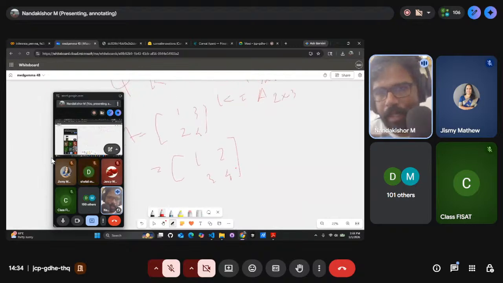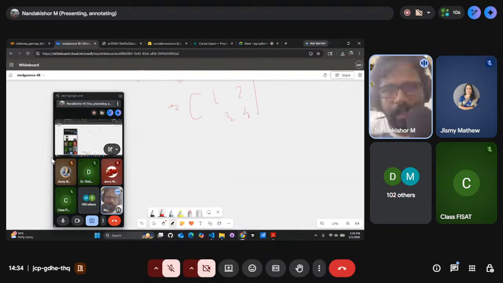Sometimes it's needed, sometimes we don't need it. So just the row by column transformation is only needed if and only if the matrix multiplication is not possible.